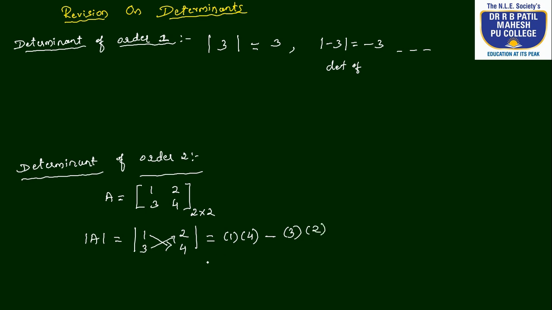Then here 4 minus 3 into 2 is 6. 4 minus 6 is minus 2. And we call this the determinant of A, that is 2 cross 2. One more example I'll take.